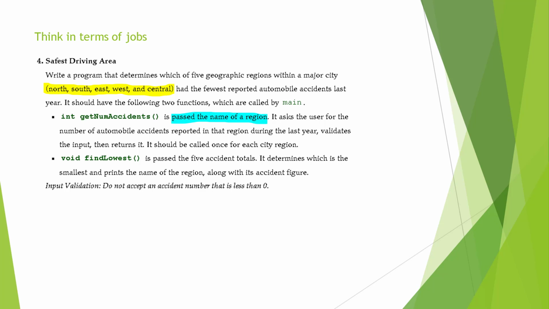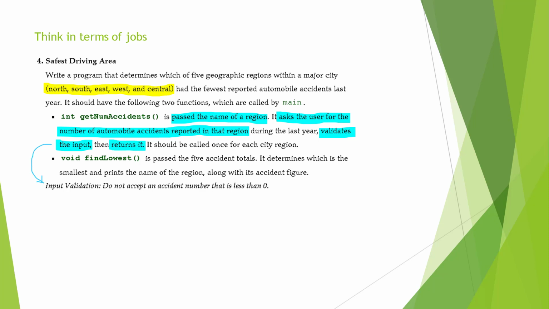It has 1 argument, which is the name of a region, so we'll make that a string. It's going to ask the user for the number of accidents in that region. That means this is an input function. As part of the function, it's going to validate the input, meaning we're not going to accept a number less than 0. Once the user enters a valid number of accidents, the function's going to return that integer.